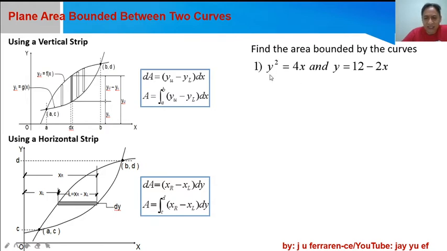If you know this, you can recall this being the equation of a parabola. So, in a parabola, it's good to locate the vertex. So the vertex is located where? It is at the origin, and the parabola will open to the right.